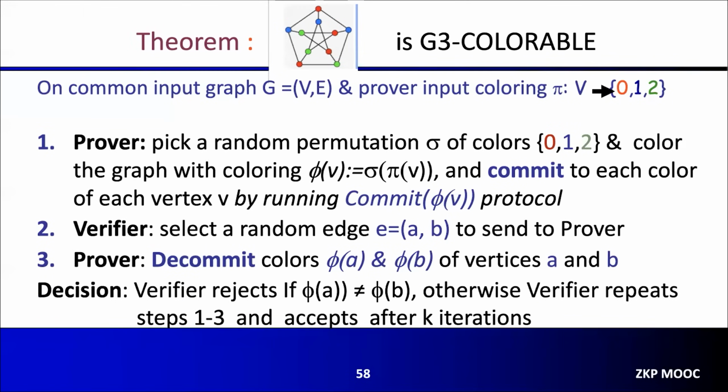And the verifier, of course, if the colors are not 2 different colors, he rejects immediately. Otherwise, he goes back to step 1 and repeats it again. And after k iterations, maybe k is 100, if he never rejected, he never found an edge that has anything but 2 different colors, he will accept. Let's analyze this.